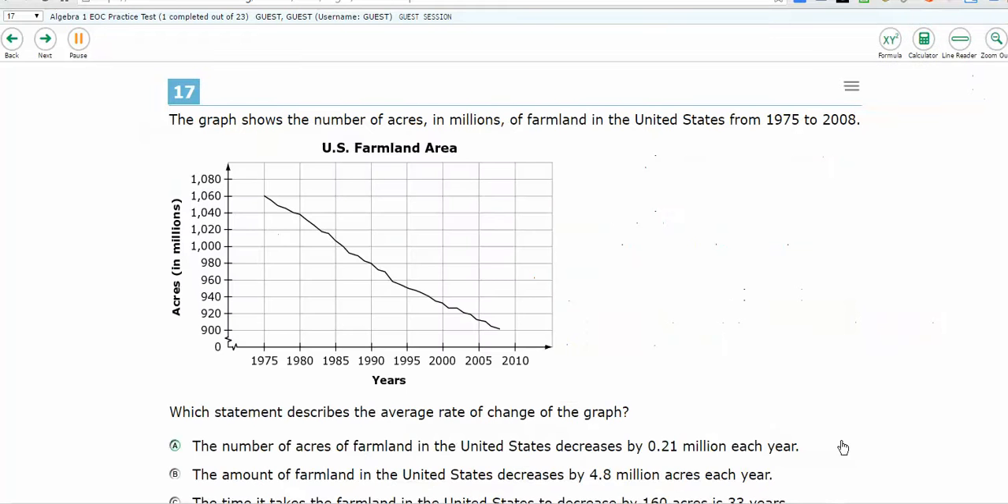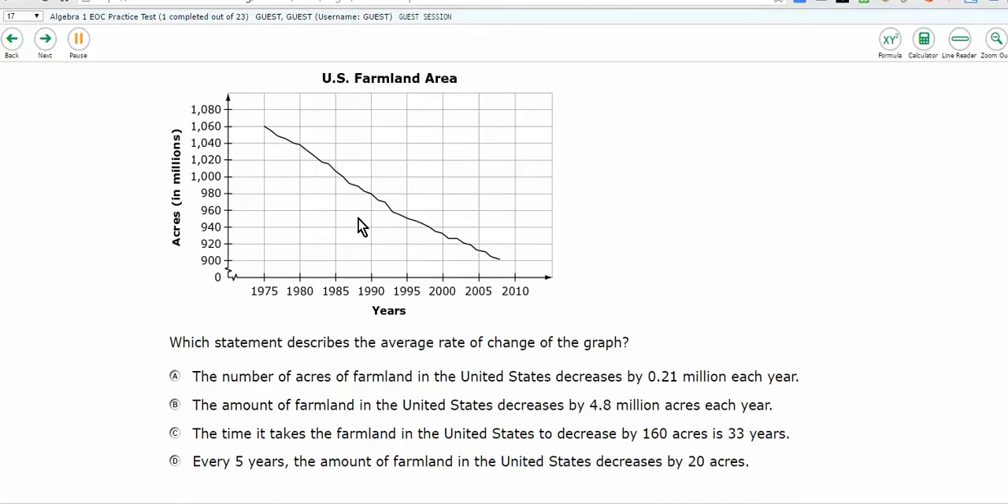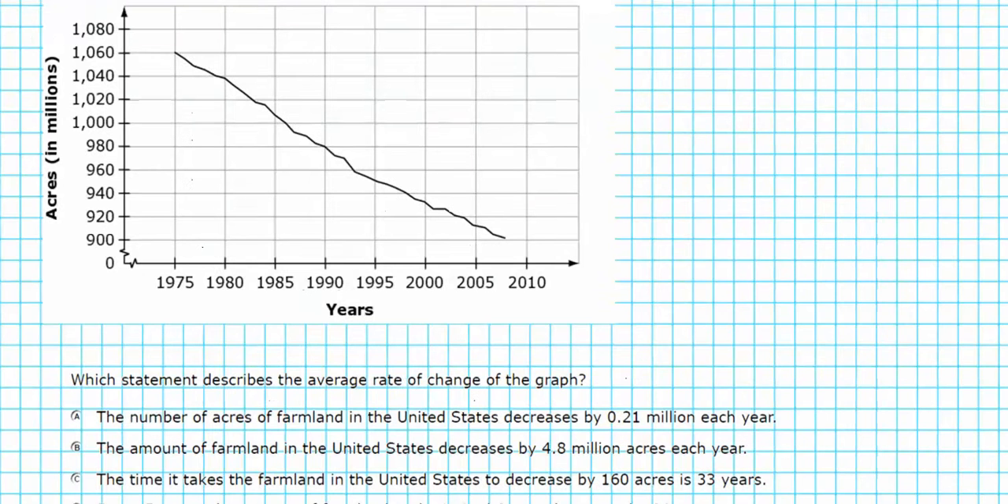Okay? All right, let's take a look at question 17. It says the graph shows the number of acres in millions of farmlands in the United States from 1975 to 2008. Okay, so you have this data set right here being graphed. Question: which statement describes the average rate of change of the graph? So the main question here is, what is the average rate of change?